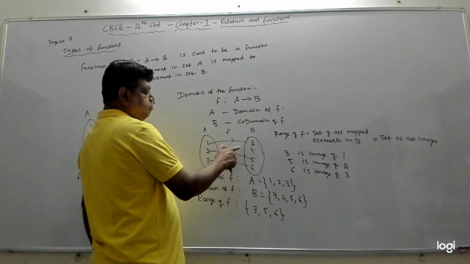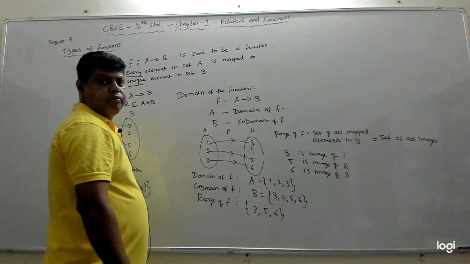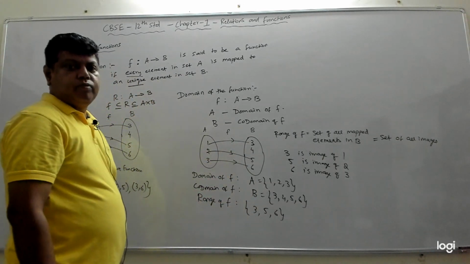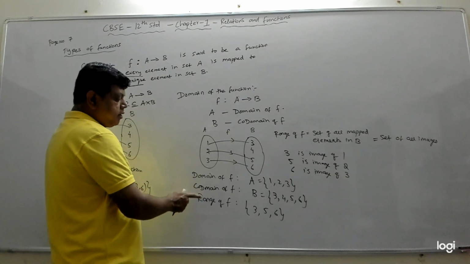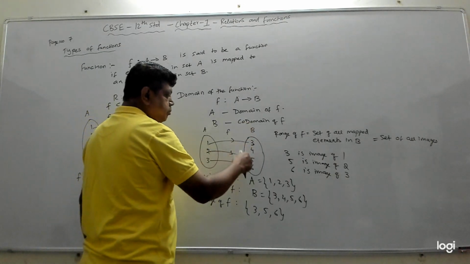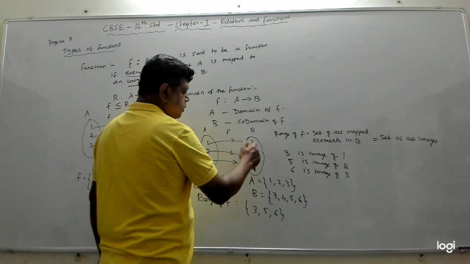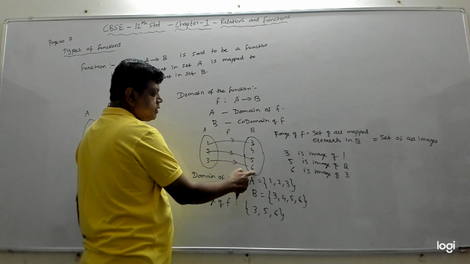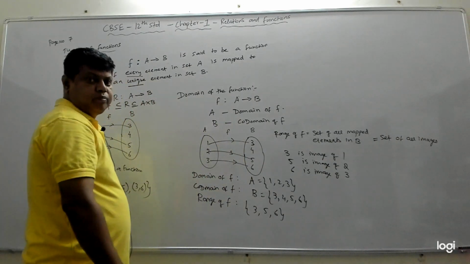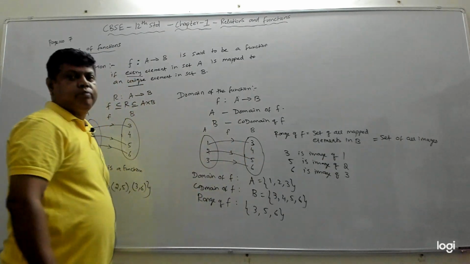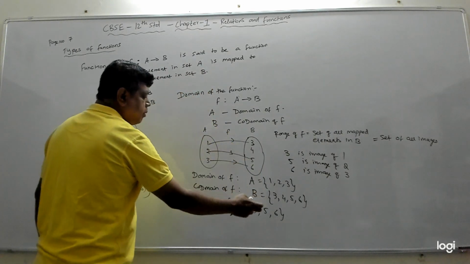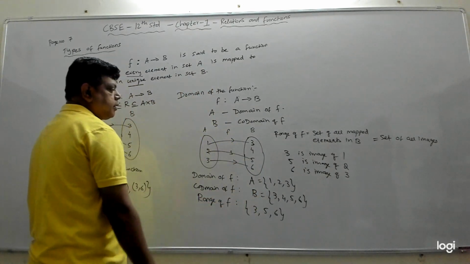This is not mapped. No element in A is mapped to 4, so 4 will not come in the range. So there is a difference between your codomain and range. Codomain is the complete B, but range is only the elements which are mapped, or only the images. 3 is an image, 5 is an image, 6 is an image, 4 is not an image. No element is mapped to 4, therefore 4 is not an image. 4 will not be part of the range set.